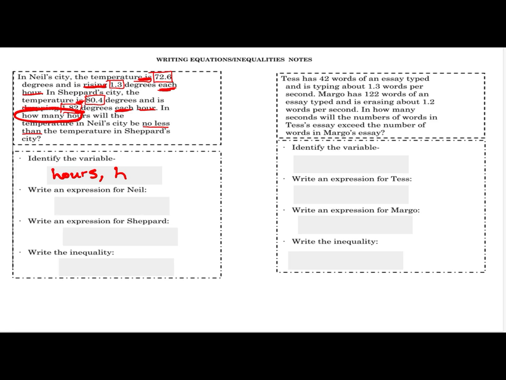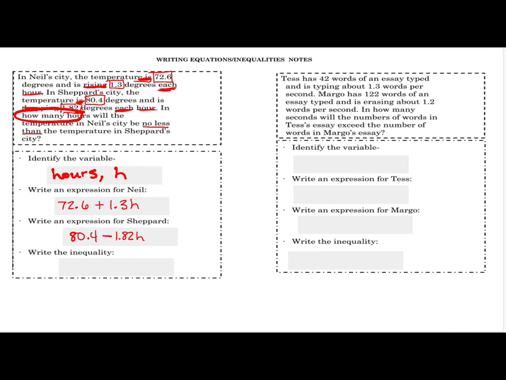First, let's do Neal. So he started at 72.6 and he is rising. So rising means adding 1.3 each hour. Now Shepherd was 80.4 and he is losing or dropping, which is negative 1.82H.